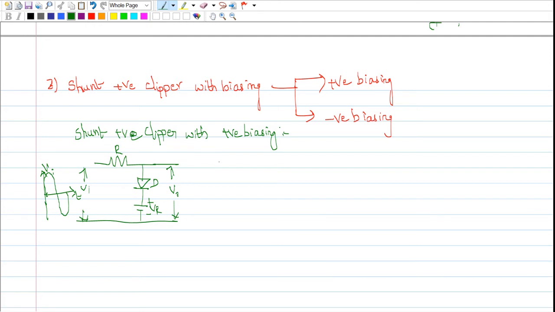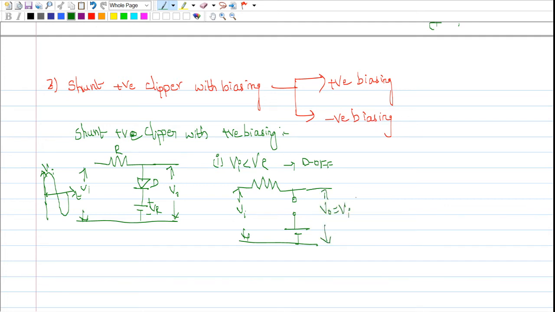Again here we have to apply two conditions. The first is Vi less than VR. For all these circuits the diode is an ideal diode. When Vi is less than VR, the low voltages, the diode does not conduct. The diode is off, so it is an open circuit, and the circuit becomes like this. What is the output voltage? The output voltage is equal to the input voltage only. V naught is equal to Vi.